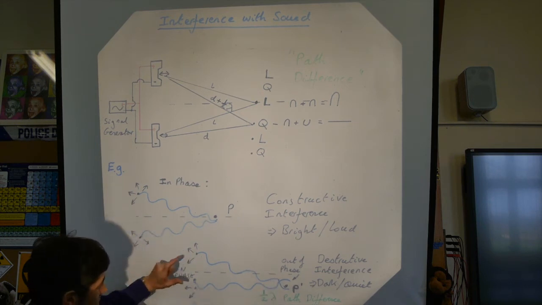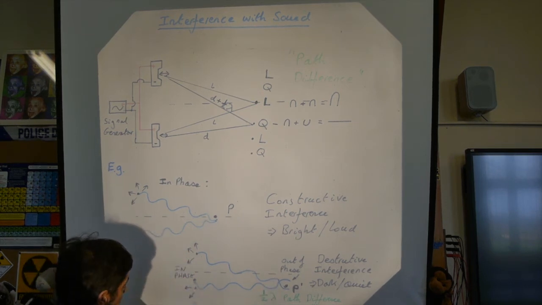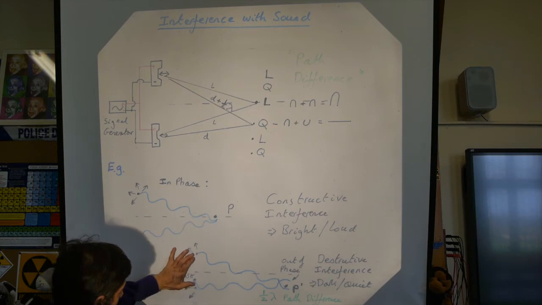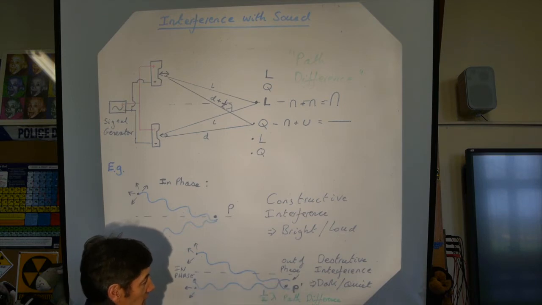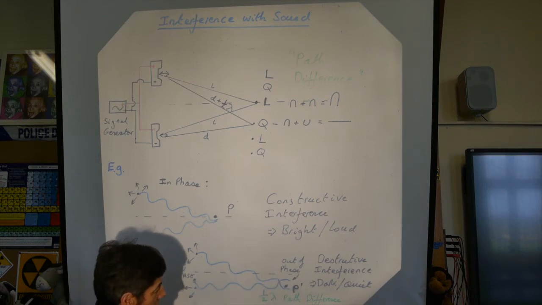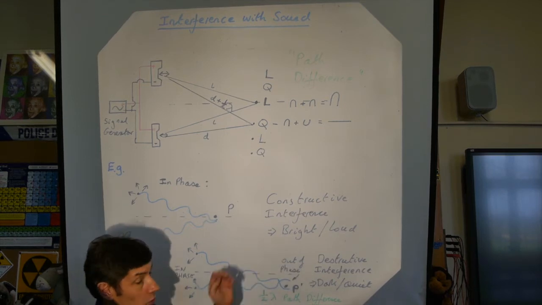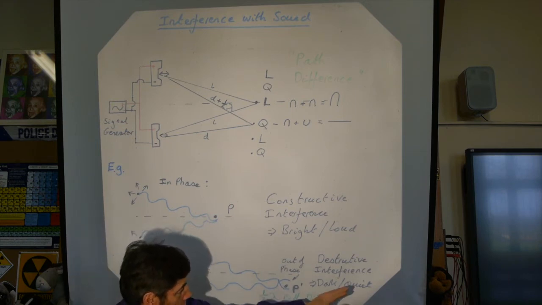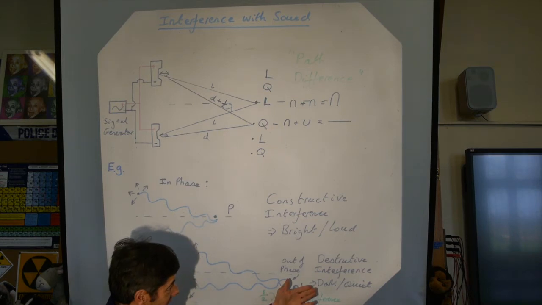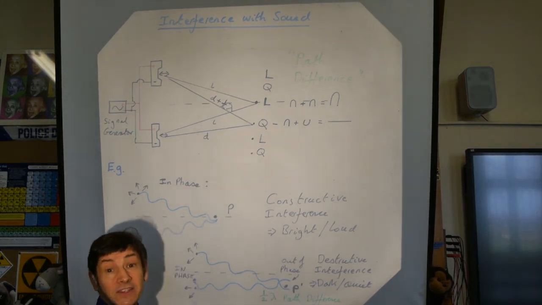So even though the dippers are in phase, or the photons of light that are travelling are in phase, they're going to arrive here always out of phase because there's a half wavelength path difference. So we'll always get destructive interference. And at that point, it will be quiet if it's sound, and it will be dark if it's light rays.